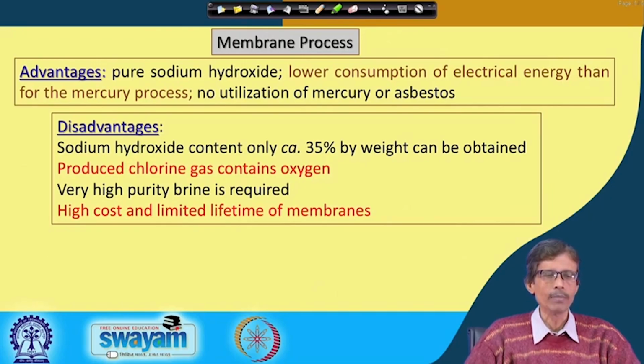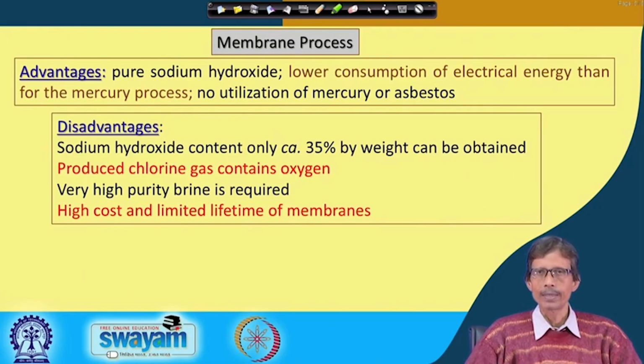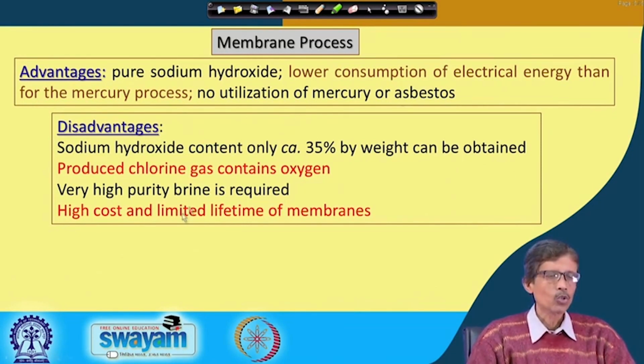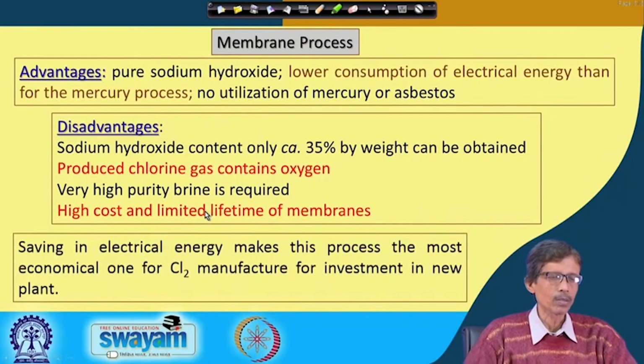Then there is the high cost and limited lifetime of the membrane. So, basically it is not a cost effective one. It is a costly affair in terms of the different types of membrane, until the polymer industry can help in making these membranes in a much cheaper way or at a much cheaper price. So, the cost of the membrane is also a disadvantage for this particular process.